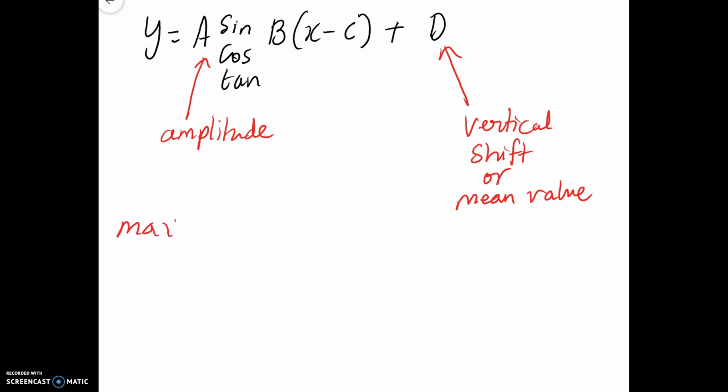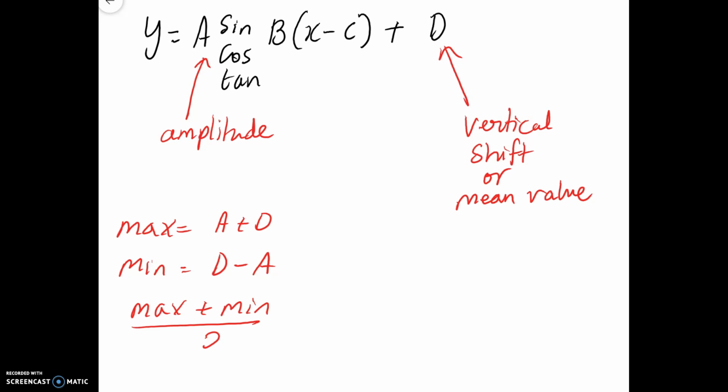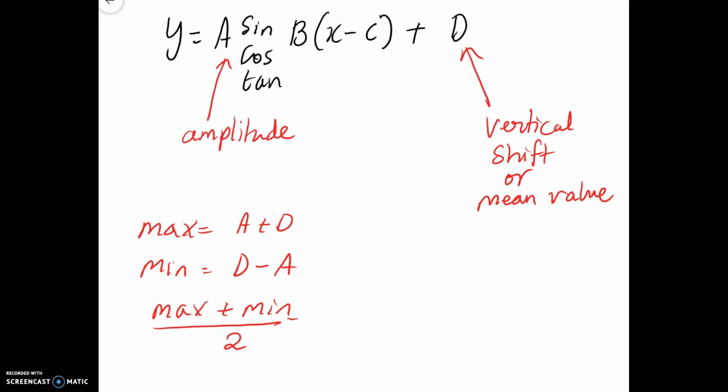The maximum is going to be A plus D, and your minimum will be D minus A. So just remember always that your amplitude plus the mean value will give you your maximum, and the mean value take away your amplitude will give you your minimum. Now, if you knew what your maximum and minimum were, to find D, you would have to do max plus minimum and then divided by 2. And that will give you your D.